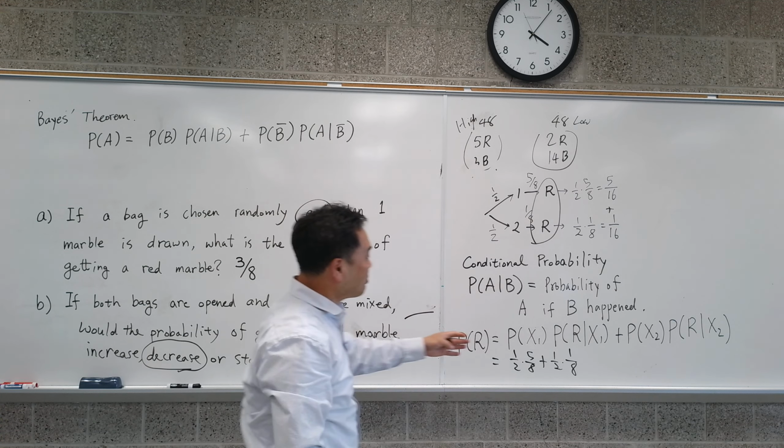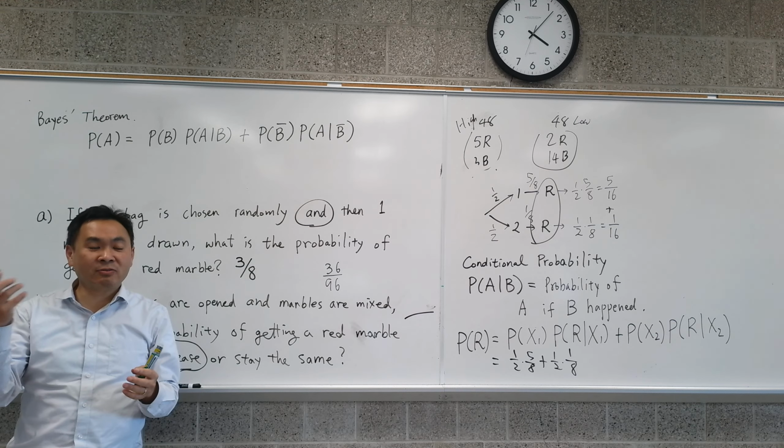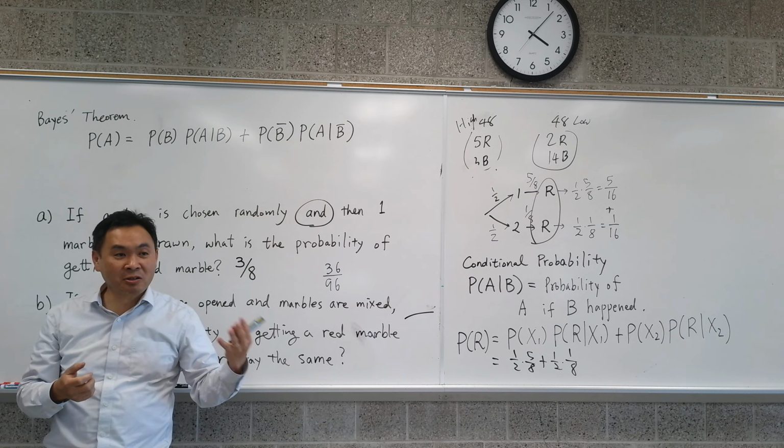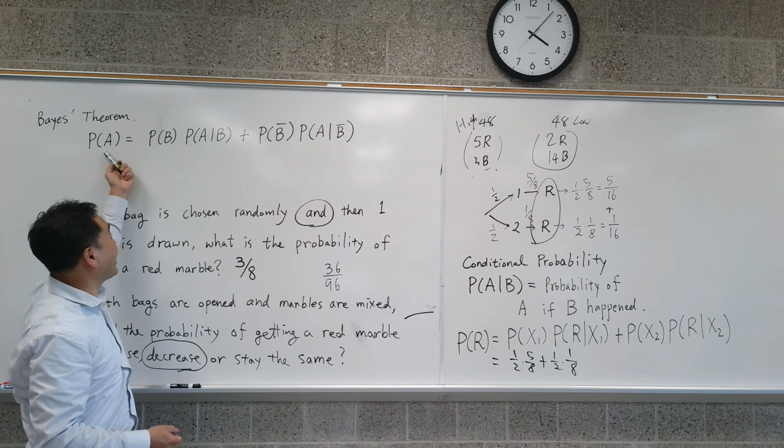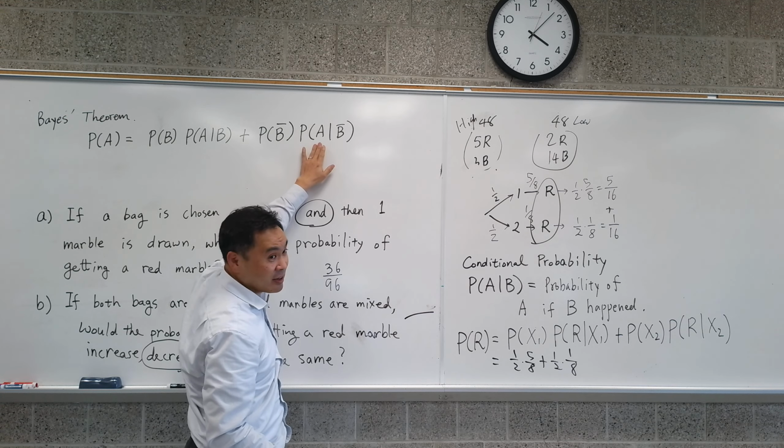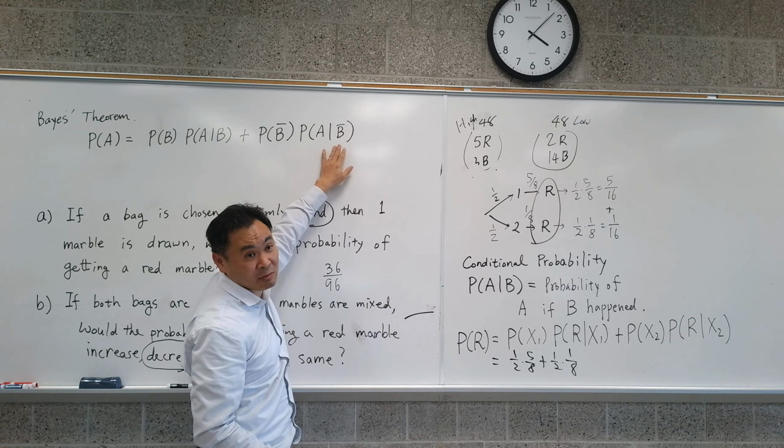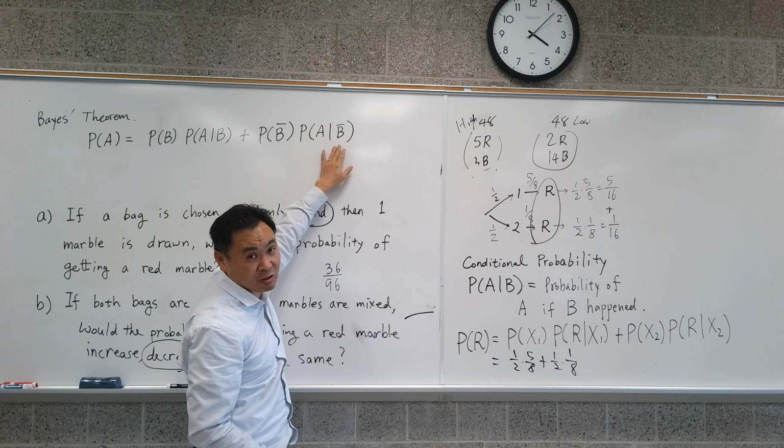If you have a binary, two-case situation, let's say there's some important second event that determines the outcome of the probability of A. Okay, it's hard to just figure out the probability of A because there's something called B that determines the probability. In that case, you think about the probability when B does happen and multiply it by the probability of A happening under the condition that B happened, plus the probability of B not happening and the probability of A happening under the condition that B did not happen. That's called Bayes' theorem.